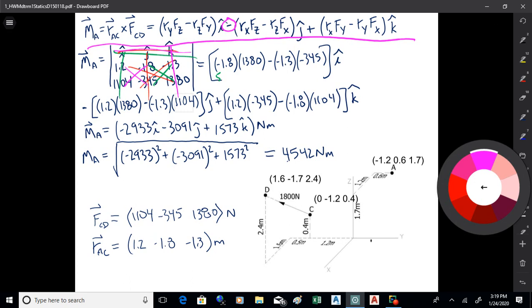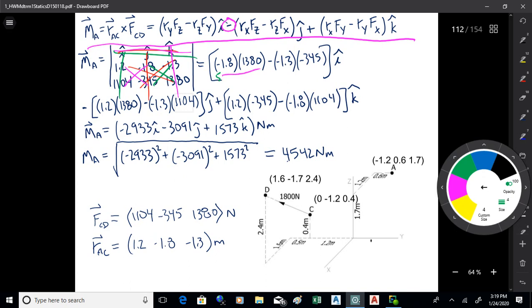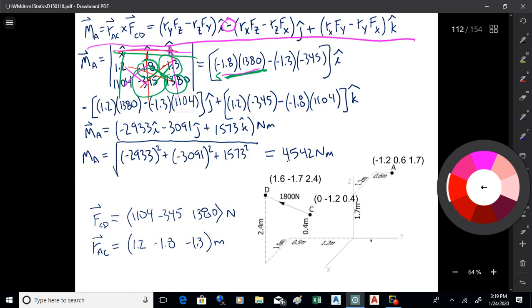Once you get that, it is a vector. It has an I, a J, and a K component. So we're going 1.8 times 1380. That's for the X. So 1.8 times 1380 minus negative 1.3 times negative 345. That's the I component. And then we're going 1.2 times 1380, because we've crossed out that middle column, minus a negative 1.3 times 1104. That's the J. That gets the negative on it.